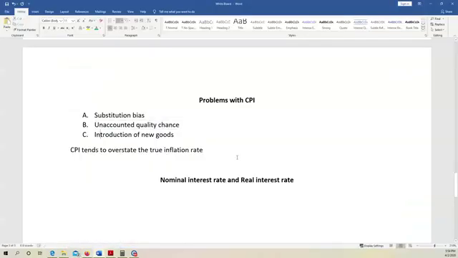So that means over time, the quality for cell phone, iPhone, even for the same product, has improved a lot. But this quality change, quality improvement over time, again, is not captured in the calculation of CPI. That's the second problem. Next, introduction of new goods.